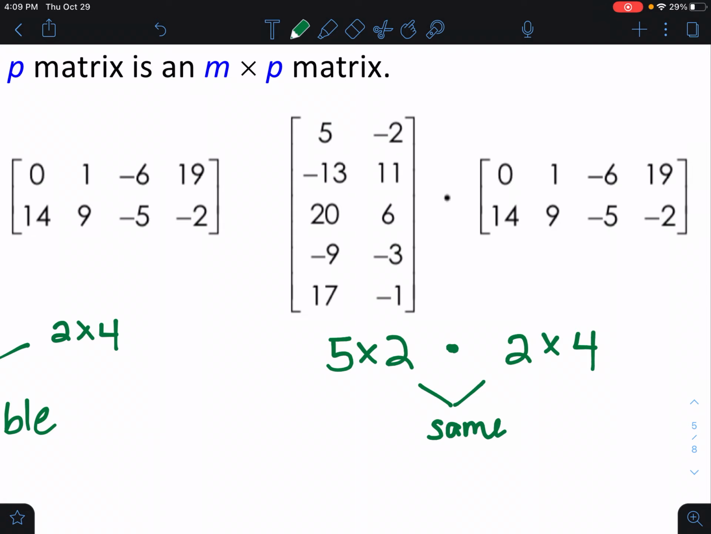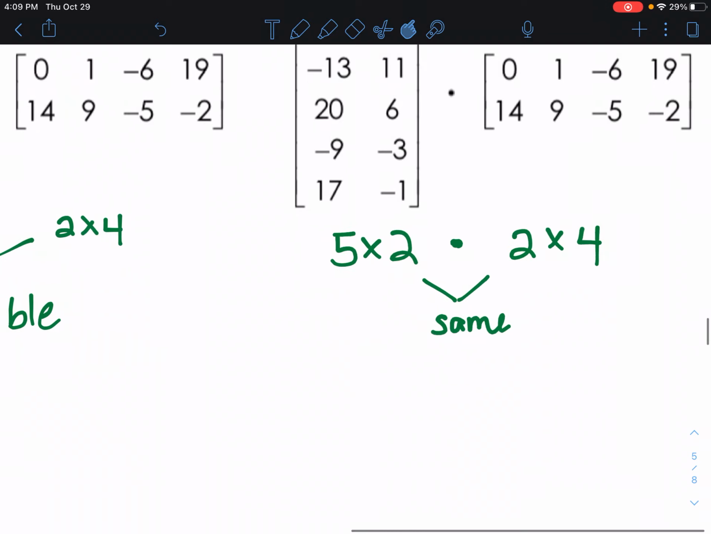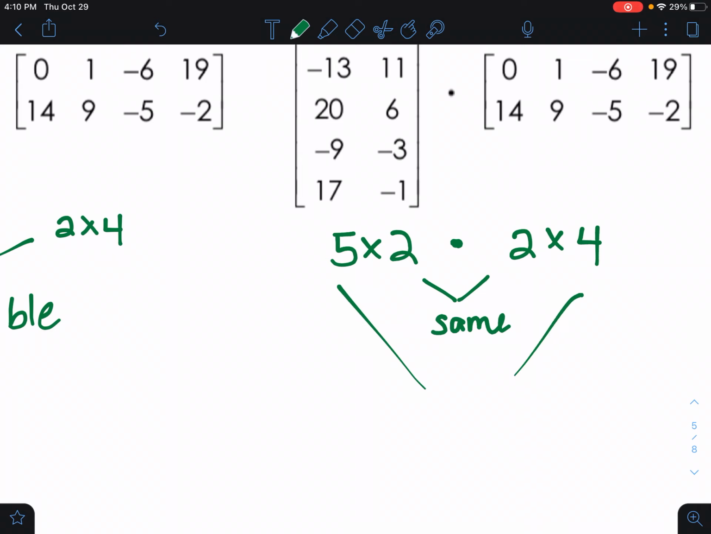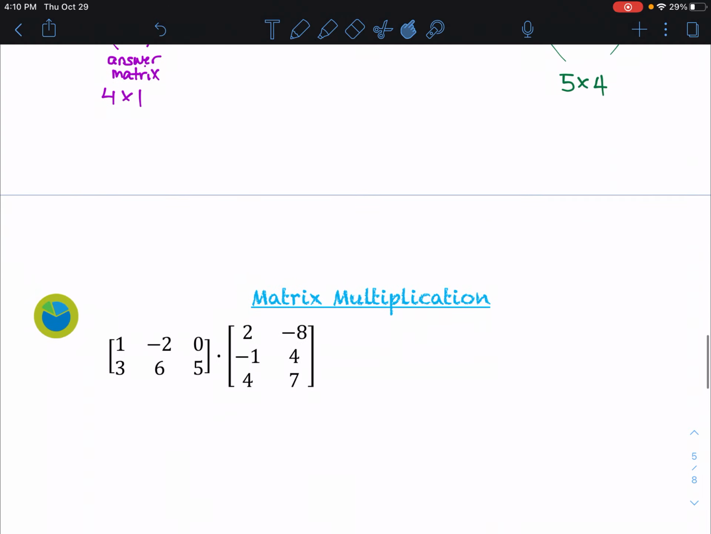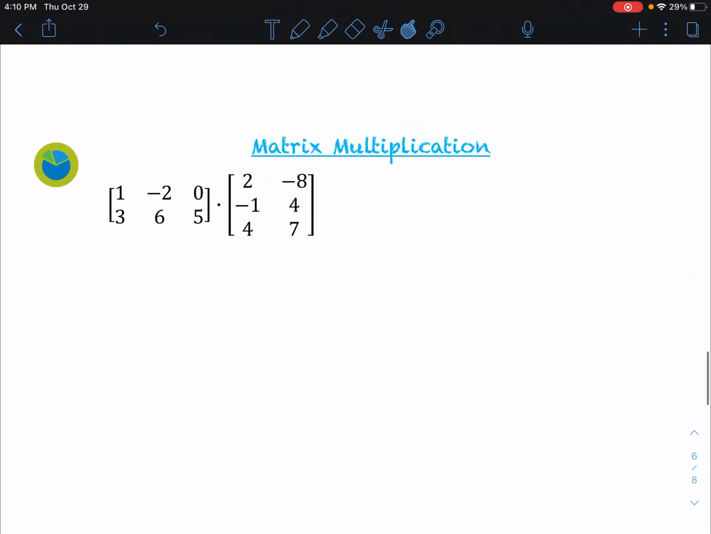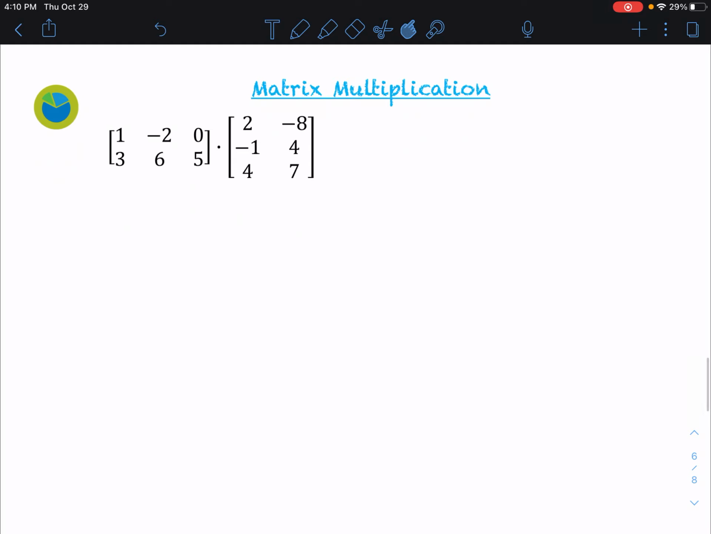Okay, and my answer matrix here would be a 5 by 4 matrix that I would make for my answer. Okay, so that's the first thing you have to do to determine if you can multiply. All right, now let's actually try this out a little bit. So matrix multiplication is kind of weird. It's going to take some getting used to.